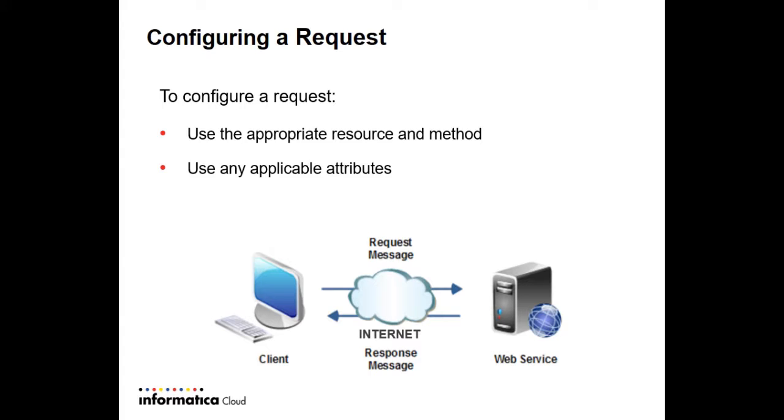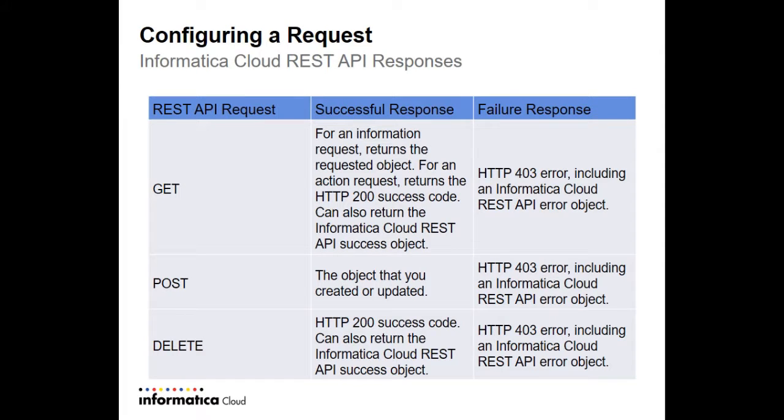A complete list of resources is available in the Developer's Guide. Please note that all the resources and attributes are case-sensitive. The response from Informatica Cloud REST API will have an HTTP status code that will help you determine if the request was successful. In case of error, the HTTP status code will help you determine the cause of the error.